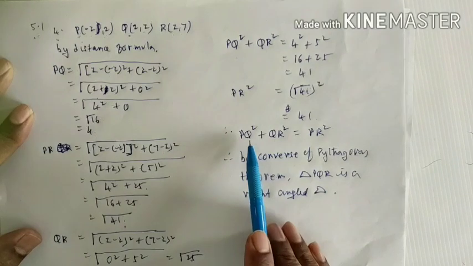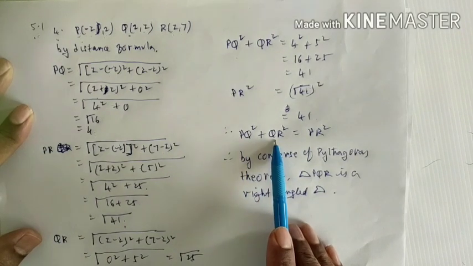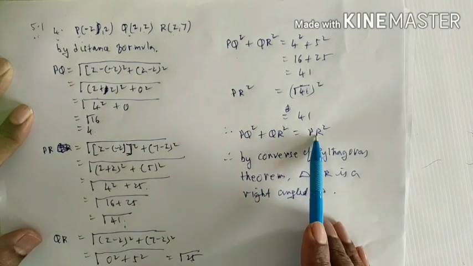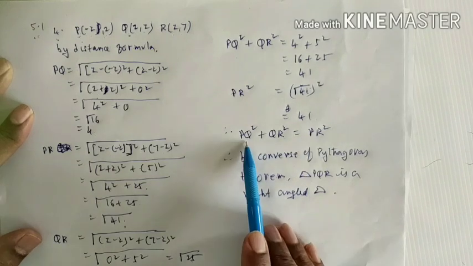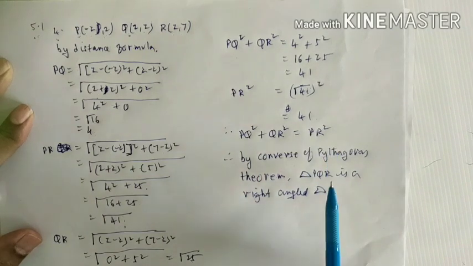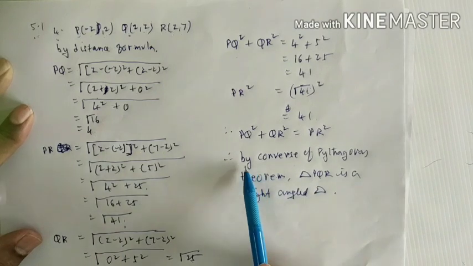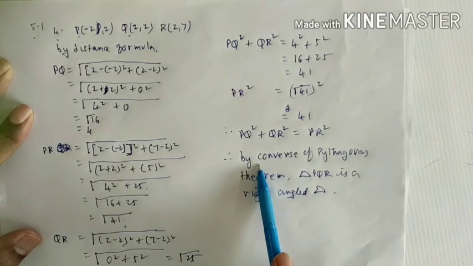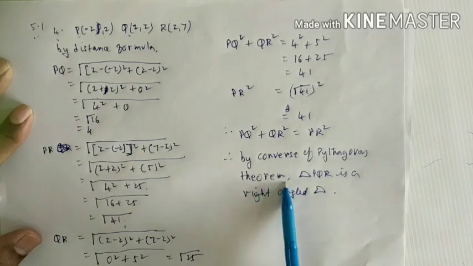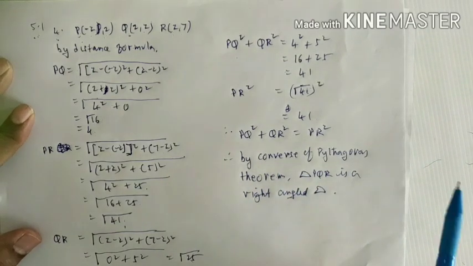Therefore, if the sum of squares of two sides of a triangle is equal to the square on the third side, then the triangle is a right angle triangle. So by converse, you have to write down the reason. By converse of Pythagoras theorem, triangle PQR is a right angle triangle.